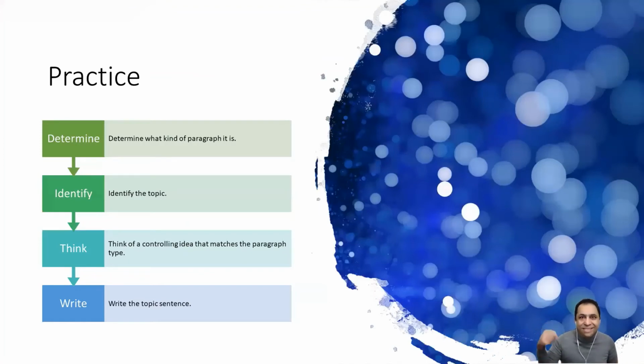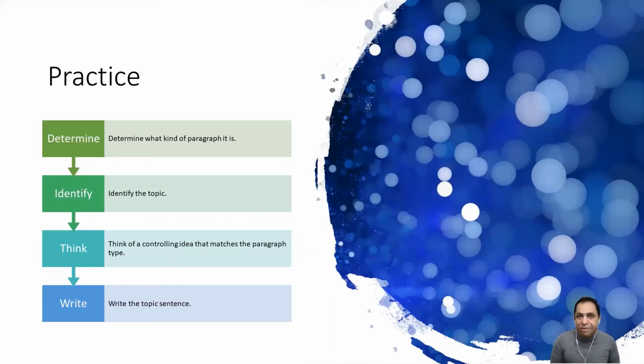So how do we write a topic sentence? If somebody gives you the paragraph and then asks you to write the topic sentence, this is the process you need to follow. First, determine what the paragraph is about. Ask yourself, what is the paragraph about? Also determine what kind of paragraph it is. Maybe you can do these at the same time, by the way. What kind of paragraph this is and what is it about? Then also think of a controlling idea that is relevant to the topic.